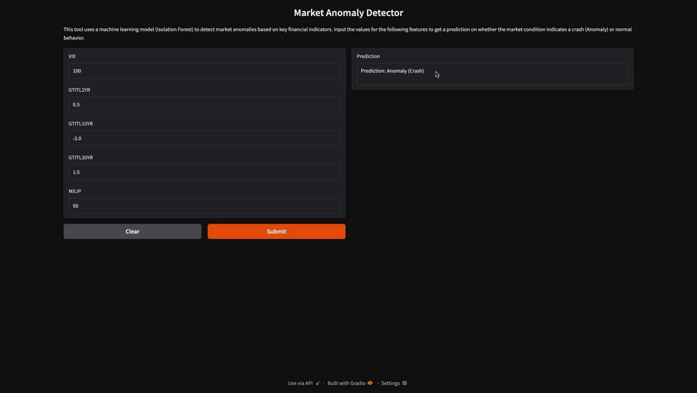And it detects an anomaly. So this is how my program works, and it is good at detecting an anomaly with 0.82 accuracy.